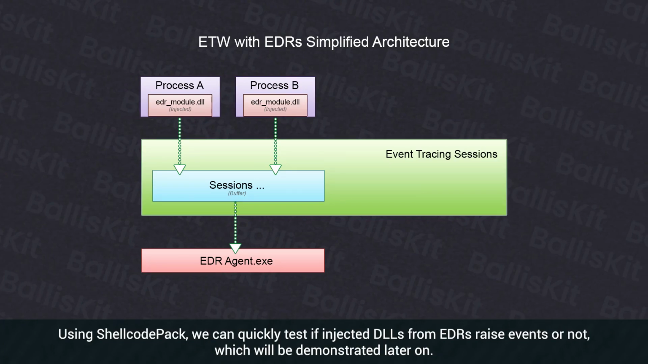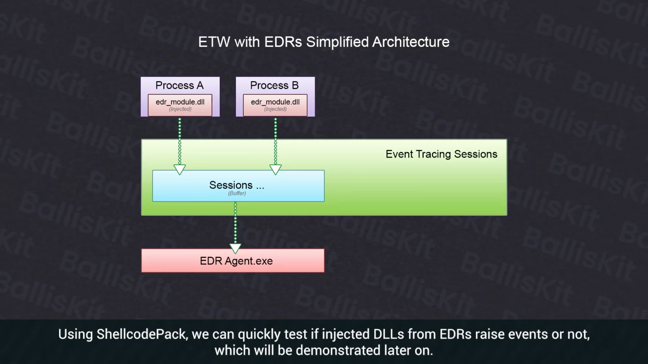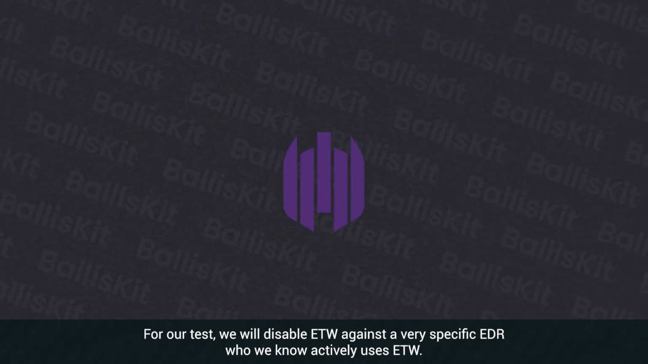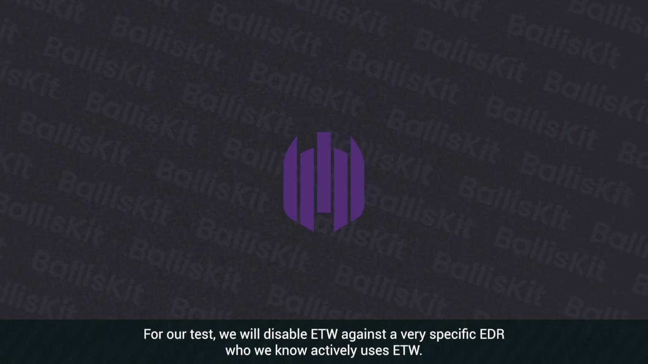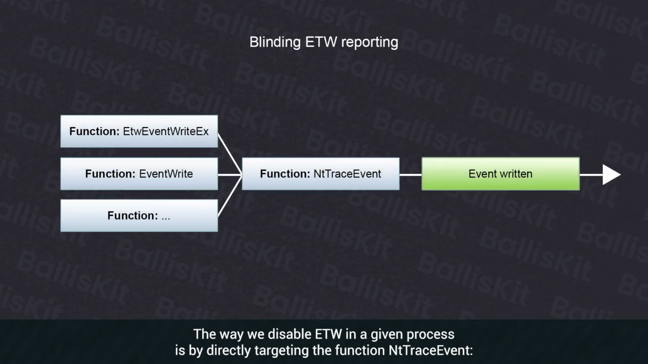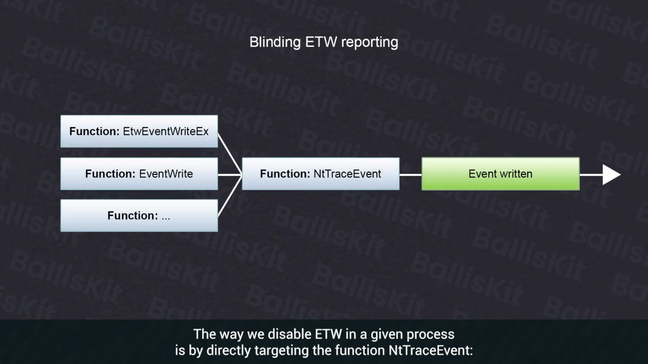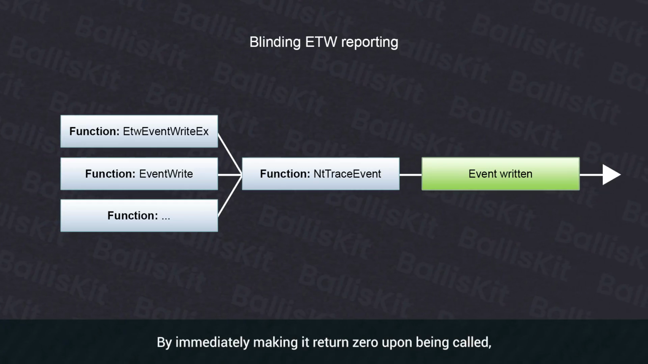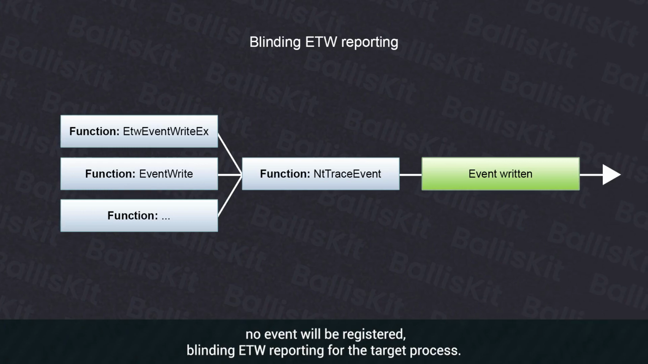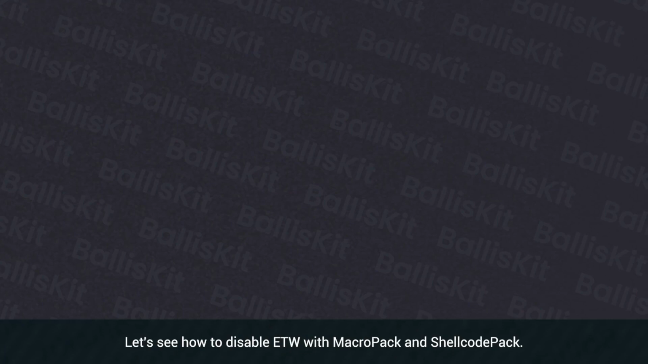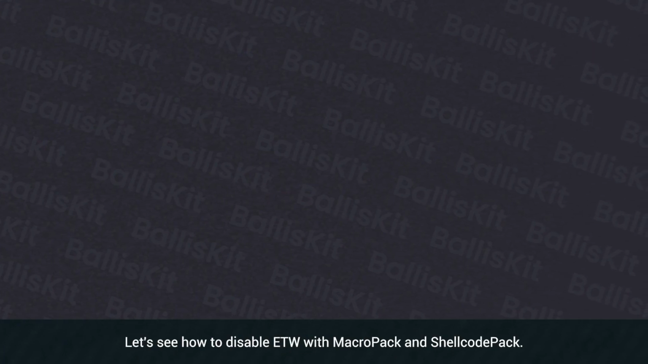Using ShellcodePack, we can quickly test if injected DLLs from EDRs raise events or not, which will be demonstrated later on. For our test, we will disable ETW against a very specific EDR which we know actively uses ETW. The way we disable ETW in a given process is by directly targeting the function NtTraceEvent. By immediately making it return 0 upon being called, no event will be registered, blinding ETW reporting for the target process. Let's see how to disable ETW with MacroPack and ShellcodePack.